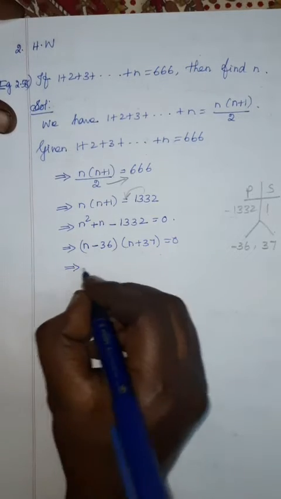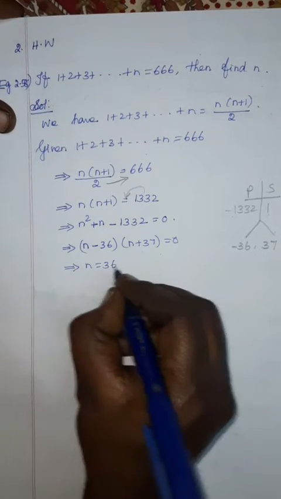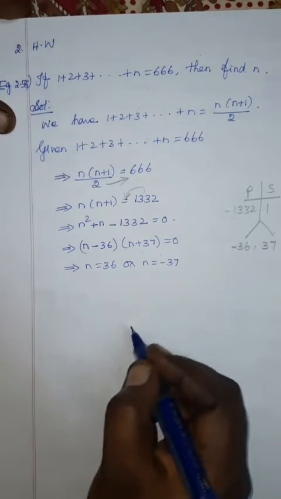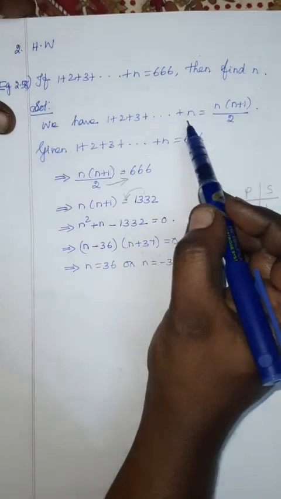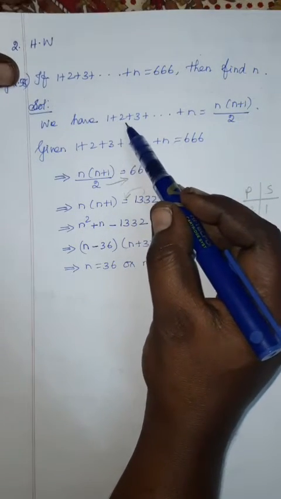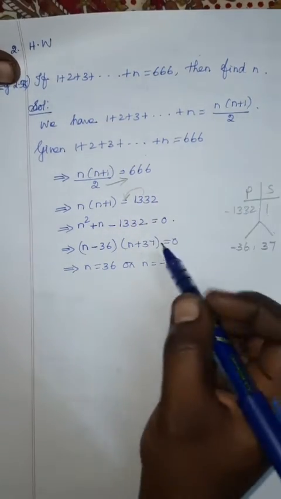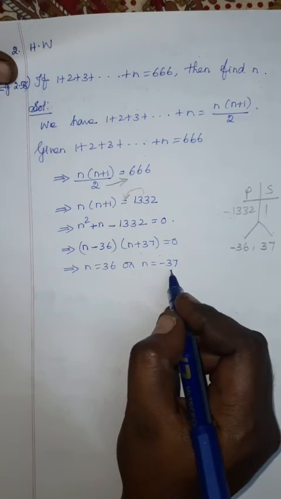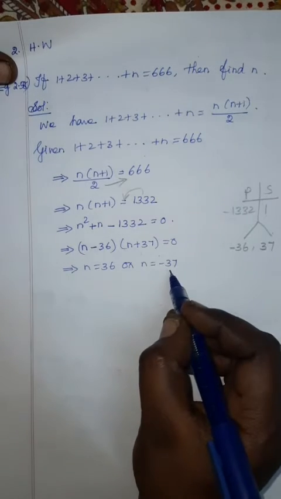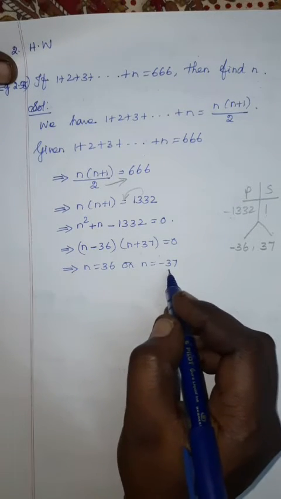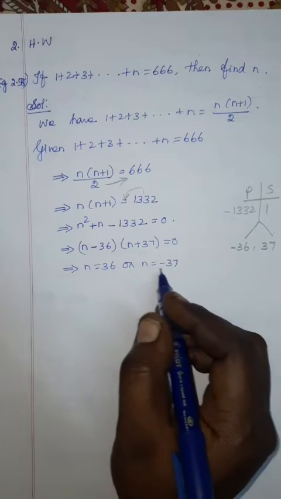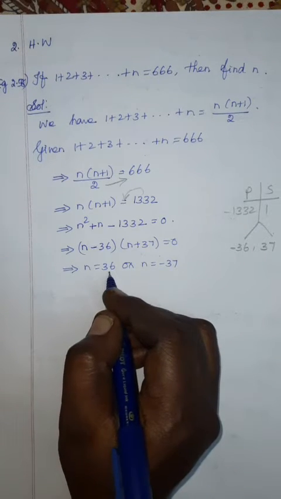So what is the value of n? n = 36 or n = −37. Now you see what the value of n is. It is the number of terms, and it is an increasing series, so you will not get a negative number. Understand, it is the number of terms, so there is no chance to write the n value as −37. So the n value is plus 36.